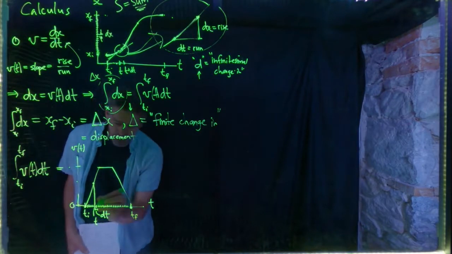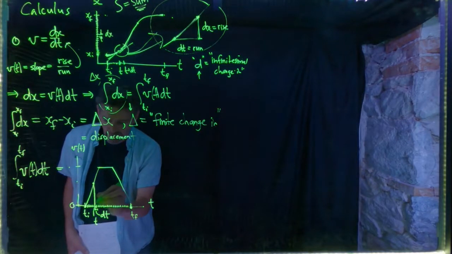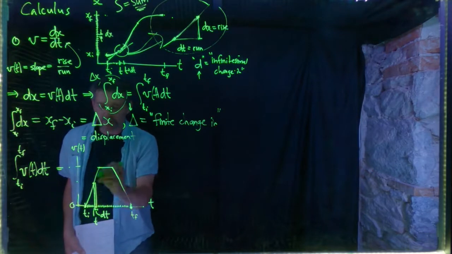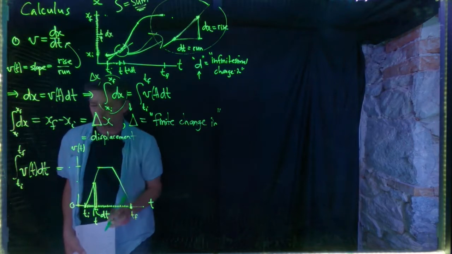So dt is a small segment, a base here. You take the height of the curve at that point in time, you multiply by the width, dt, and what you have is a very narrow little rectangle like this. And the height of a rectangle times its base is the area. So that's the area of that little rectangle.